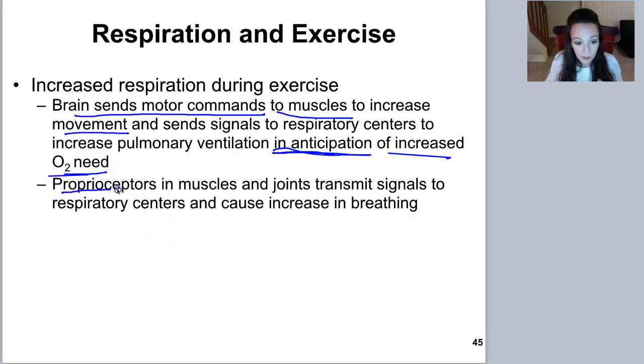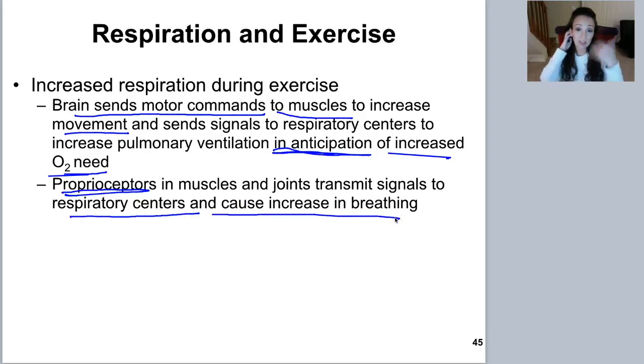Also, the proprioceptors that we have, these are the little receptors in our muscles and joints that can sense how much our muscles and joints are being stretched and moved. They will send signals to the respiratory centers in the brainstem, and those signals will stimulate the brainstem to cause an increase in the breathing rate. So same kind of idea. Our muscles are moving more, so we're sending signals from those little proprioceptors in the muscles up to the brainstem saying, hey, we're going to need more oxygen down here soon. Let's increase the ventilation rate.